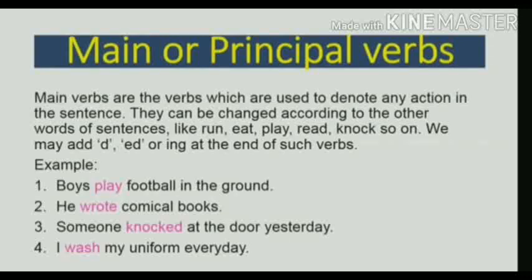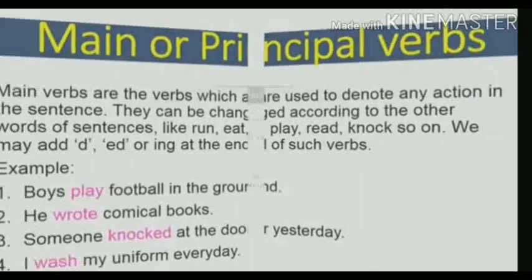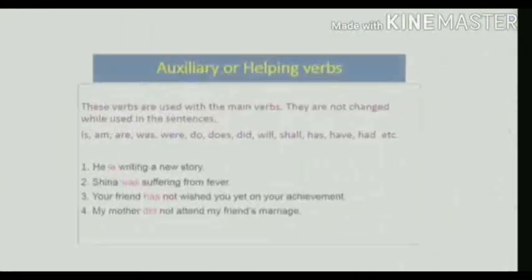These verbs change according to the time of action. So if we add d, ed, or ing to the main verbs, they change. For example, ask becomes asked, or asking. Let's see some examples. Boys play football in the ground, so here, play. He wrote the comical books, wrote. Someone knocked at the door yesterday, knocked, ed is added. I wash my uniform every day. So now play, wrote, knocked, wash, all these show the action of the noun or pronoun.